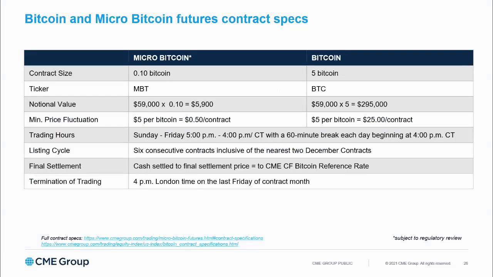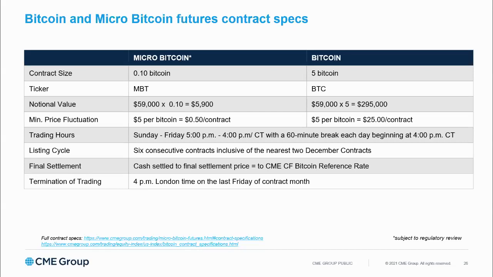Okay, so let's take a look at the contract specs. And I want to focus on the micro Bitcoin. You'll see our big Bitcoin over on the right. It's worth 5 Bitcoin, has a notional value of 5 times what the Bitcoin is trading at, and it has a tick value of $25 a contract.